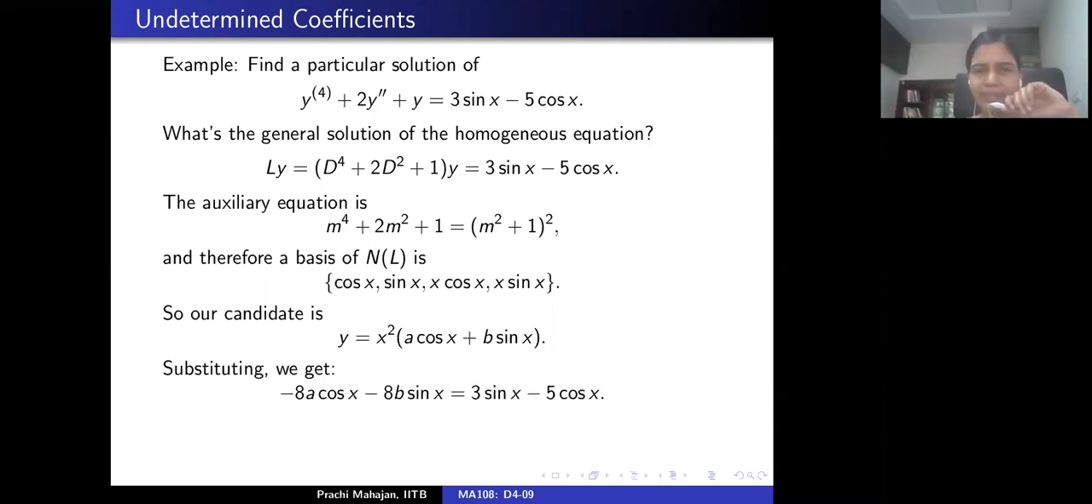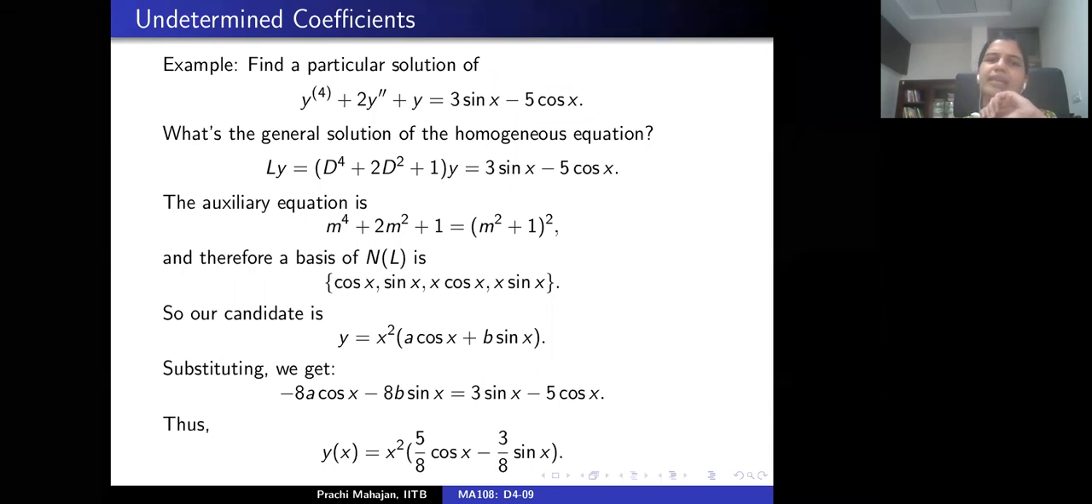So one applies this: you substitute this in the given equation and find out what A and B are, right? If these computations are correct, then A and B turn out to be 5/8 and 3/8 respectively. So this is a particular solution, and then one can write down the general solution, right? Is that okay?